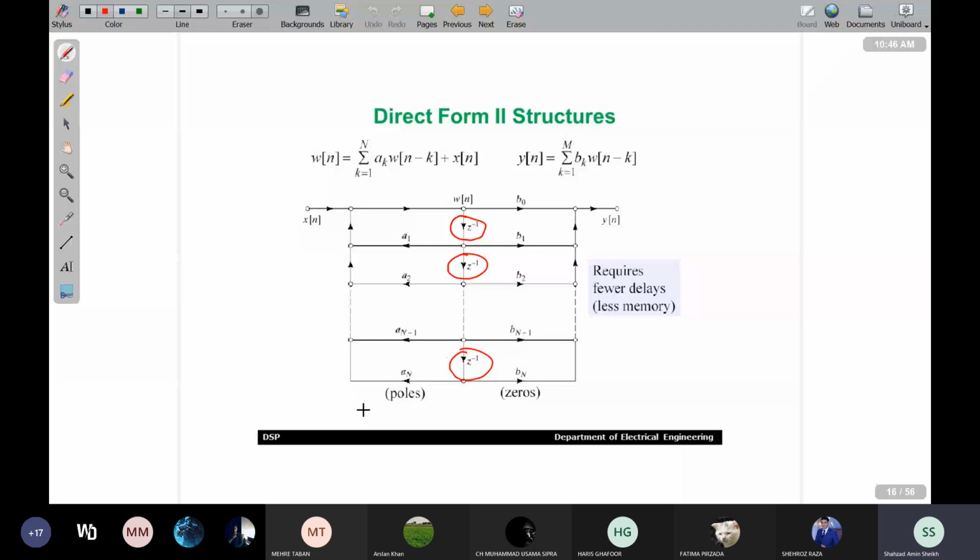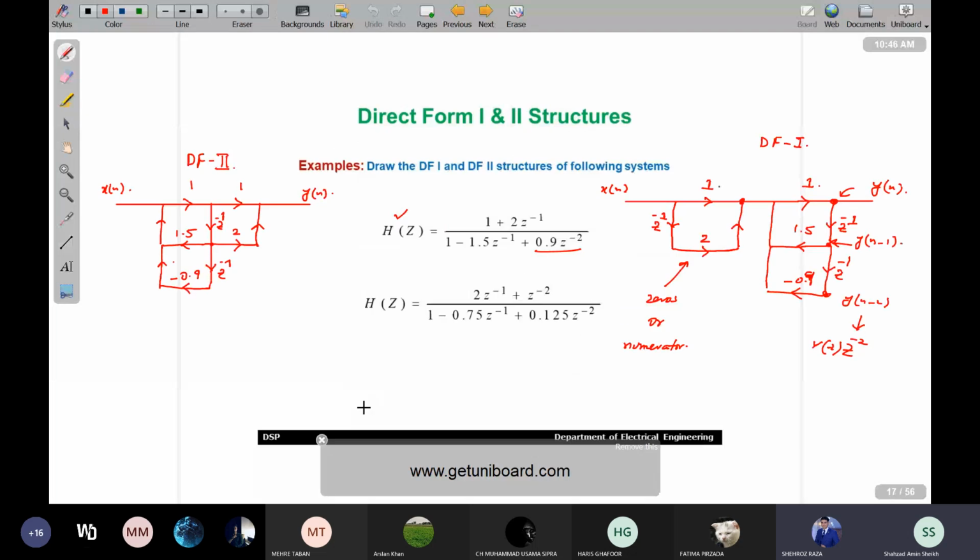Sharoz beta, any question? No, sir. Okay. So that's one of the examples, that H of z is equal to 1 plus 2 z inverse over 1 minus 1.5 z inverse plus 0.9 z minus 2. And now I am interested in making the direct form 1 structure and direct form 2 structures.